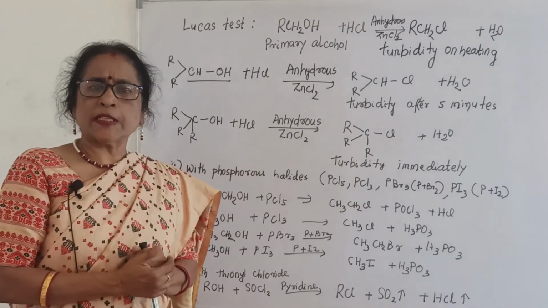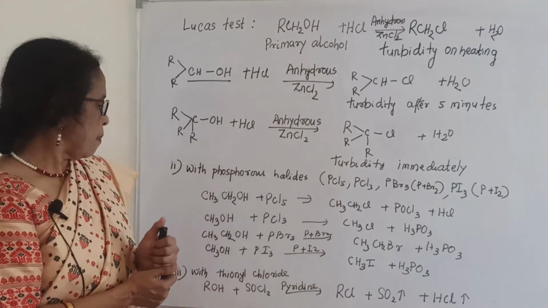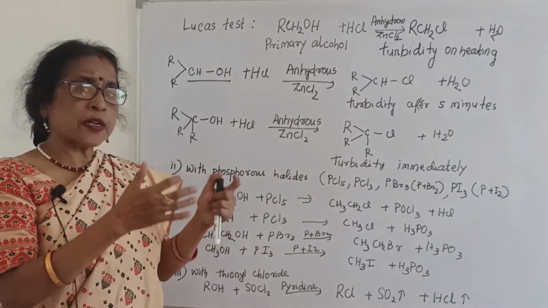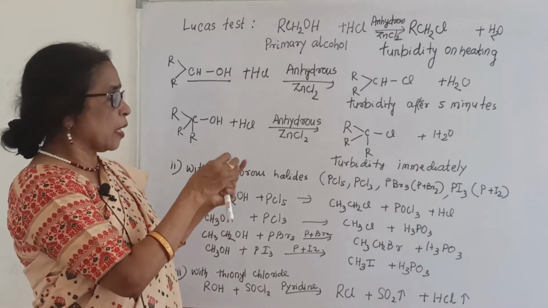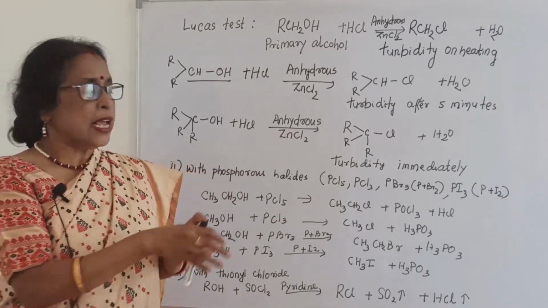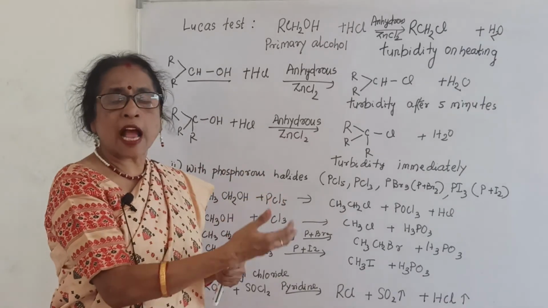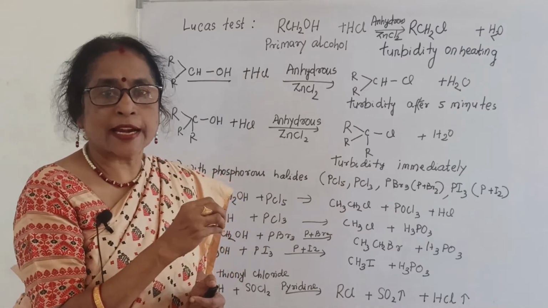So many phosphorus halides are there. Important ones are phosphorus pentachloride, phosphorus trichloride and phosphorus tribromide. But phosphorus tribromide is not readily available, so you take phosphorus plus bromine, and it gives phosphorus tribromide. Similarly for phosphorus triiodide, here also you take phosphorus and iodine.